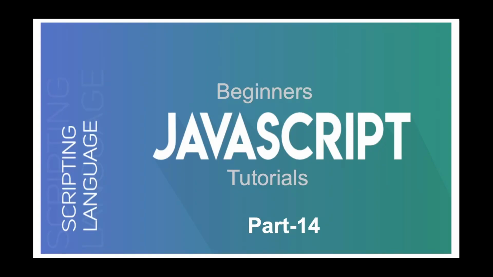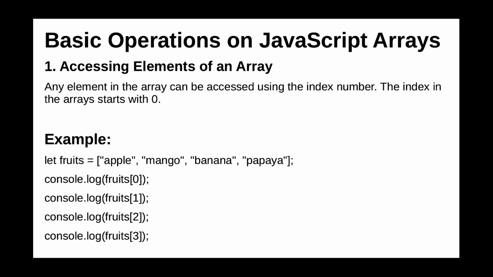In this video we will discuss basic operations on a JavaScript array. If we want to access elements of an array, we use the index number. The index in the array starts with 0. So this is the example of how to access array elements.